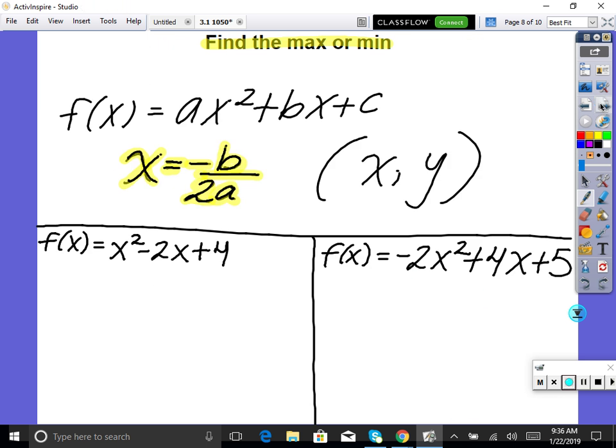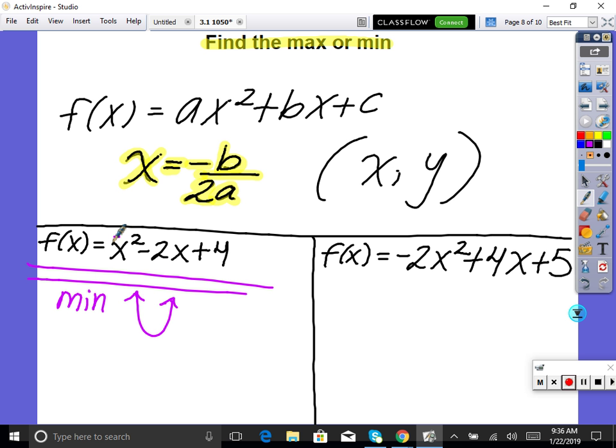Alright, so let's just test your abilities here. These are the last 2 examples. Find the max or min. Tell me if it's a max or min. So just tell me if it's a max or min. A min, because it's a smiley face, because our leading coefficient's positive.